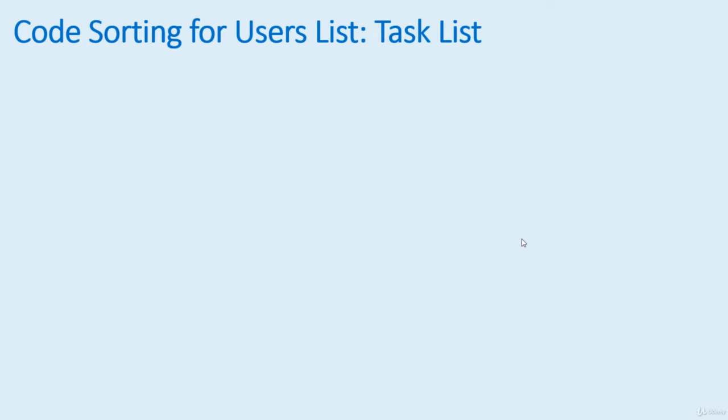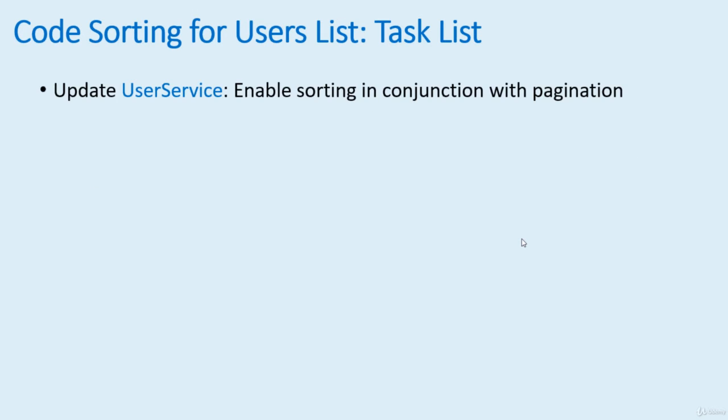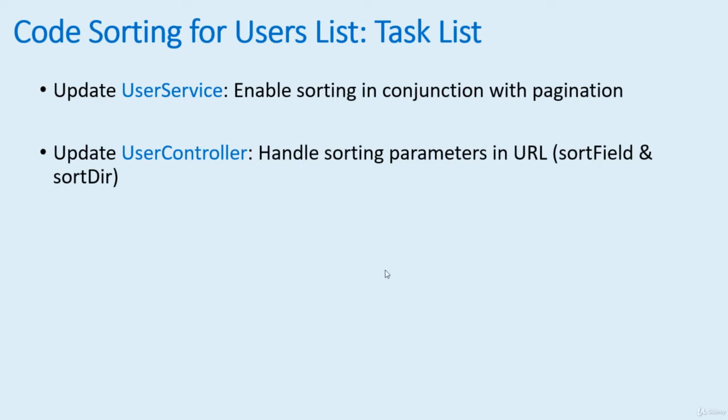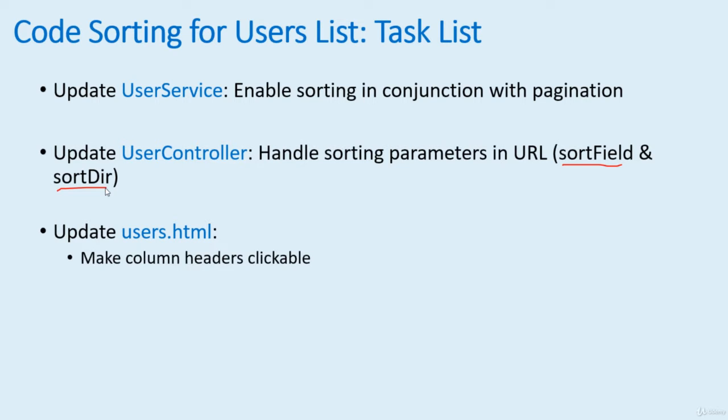So to implement the sorting functionality for users list, we need to update the user service class to enable sorting in conjunction with pagination. And then we need to update the user controller to handle sorting parameters in the URL. We add two parameters, sortField and sortDir, and update the user HTML page to make the column headers clickable and show the sort icon for the currently sorted column.